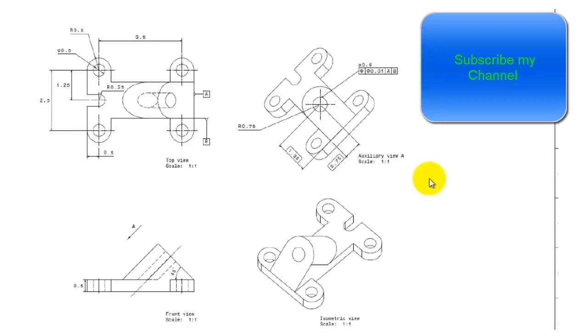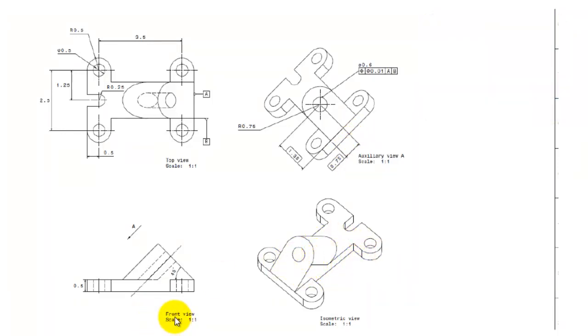In this video tutorial I am going to design this model in CATIA. The isometric view of the model is given, and this is the front view, top view, and most of the dimensions are given in the top view. So let's start.